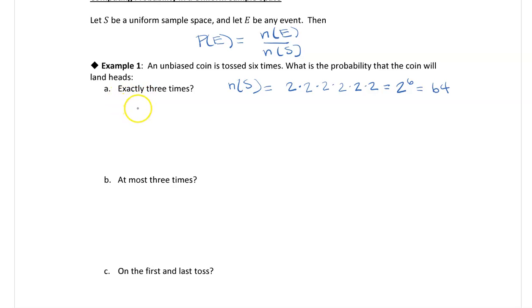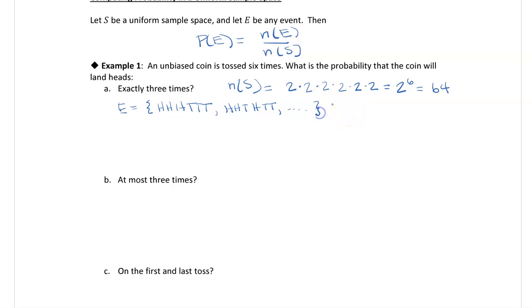All right, so we've got the denominator already. We have the number in the sample space. Now we just need the number of elements in the event, and the event we're interested in is exactly 3 heads. Again, I'm not going to list it all out, but here's what it's going to look like. One of the outcomes is going to be heads, heads, heads, tails, tails, tails, right? And then it's just different arrangements of this same sequence of letters. So heads, heads, tails, heads, tails, tails, and so on.